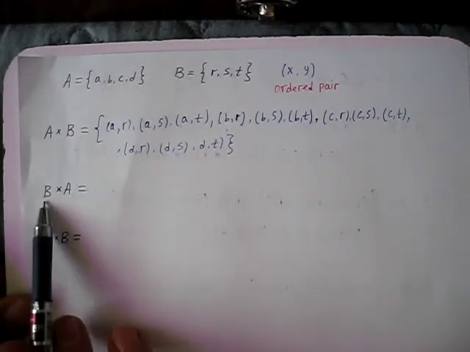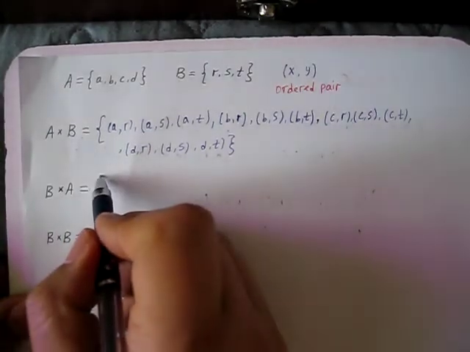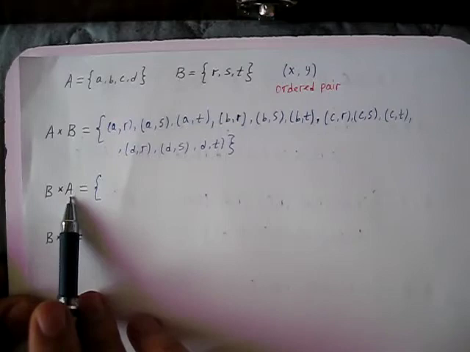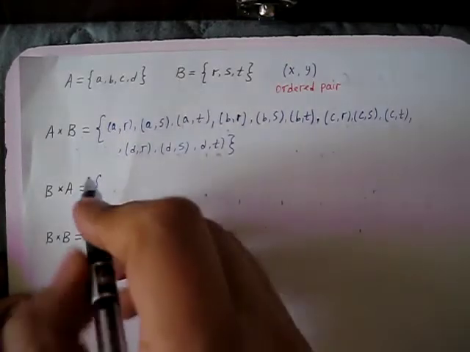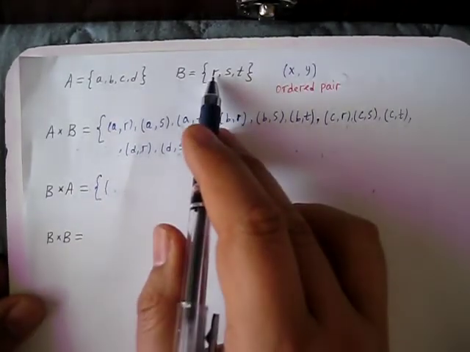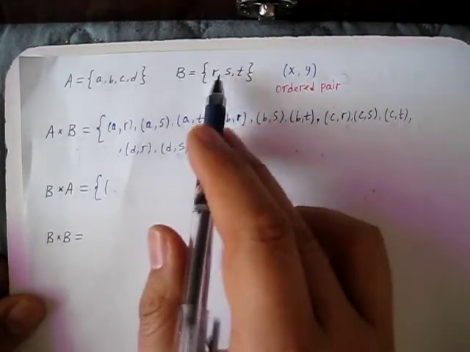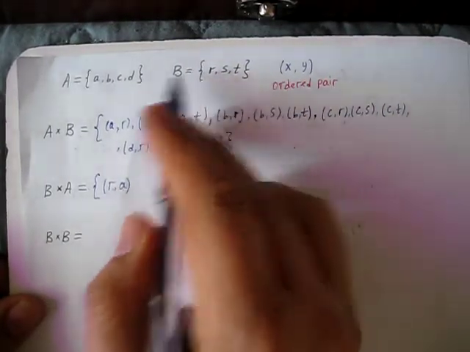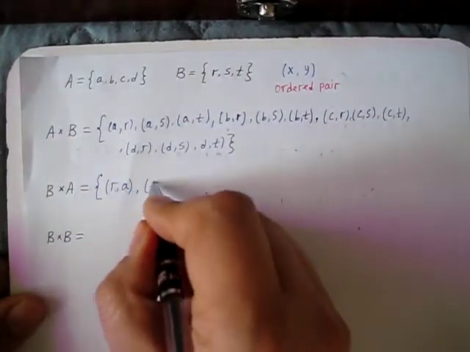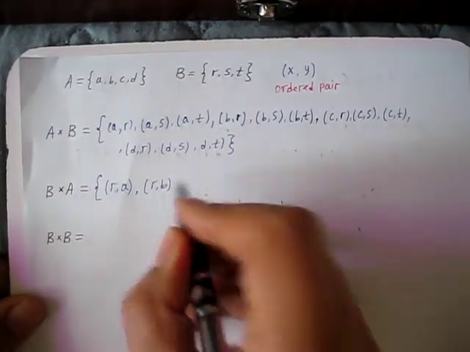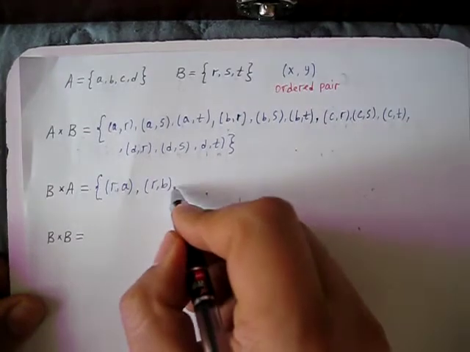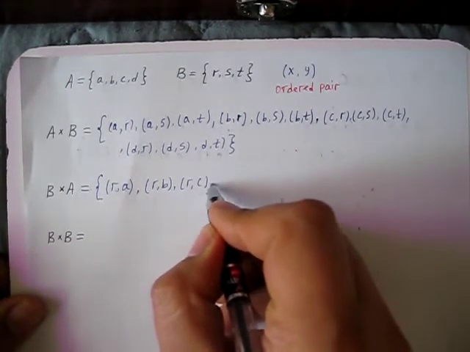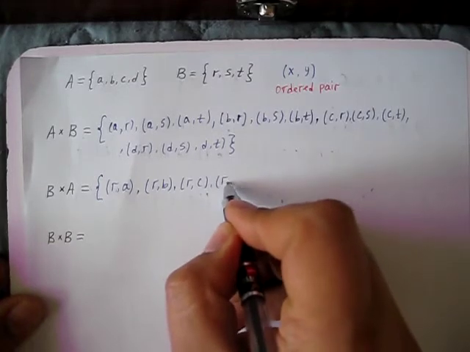Now let's do the reverse, B cross A, and in this case your x components will be the elements of B and y components will be the elements of A. So let's get started. The first element in our set B is R, so R and A, R and B, R and C, R and D.